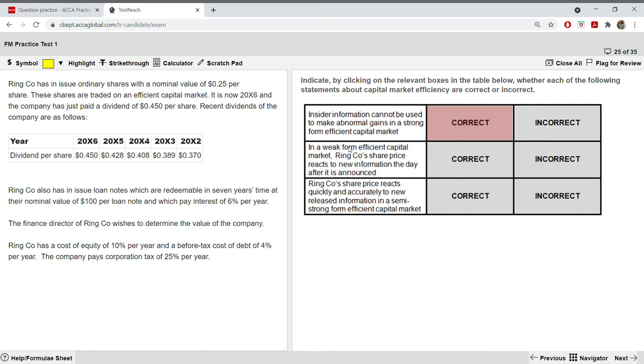Second, there are three forms: weak, semi-strong and strong. In a weak form efficient capital market, the share price reacts to new information the day after it is announced. Correct or not? It's incorrect. They told that it reacts to the new information the day after it is announced. No, weak form efficient takes time to react. It does not react immediately. That's why it's weak. Third, the share price reacts quickly and accurately to newly released information in a semi-strong form efficient capital market. Yes, it reacts quickly and accurately to new information in semi-strong. It's correct.